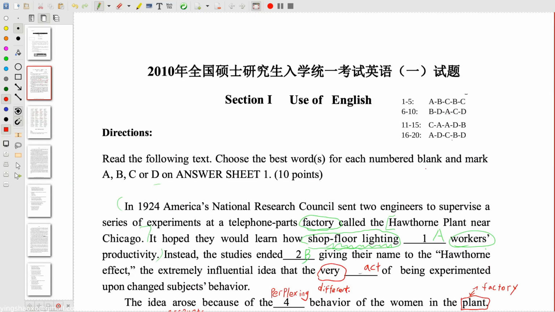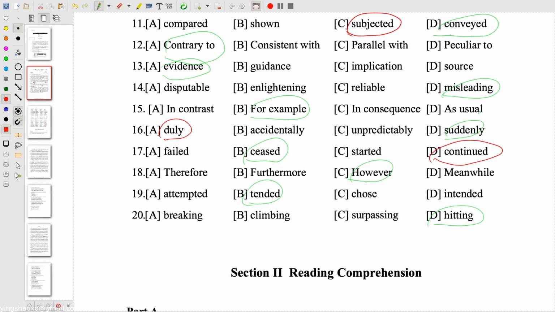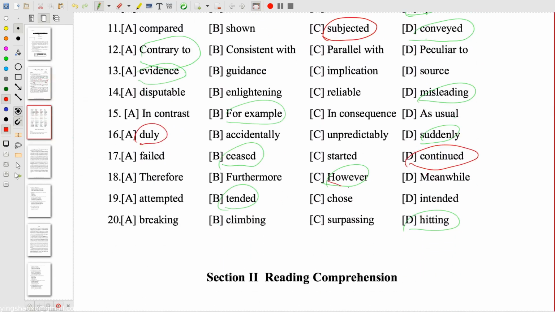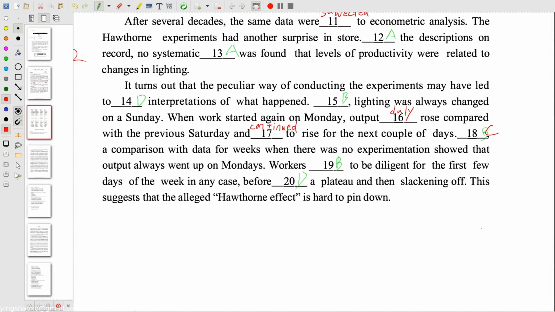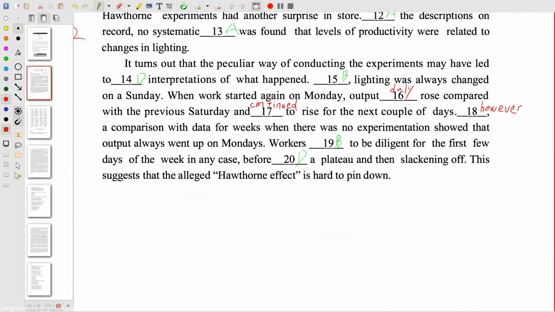Let's have a look at the 18. The 18 should be "say," but we chose something else here. Oh, this is a mistake. I chose "however" here, but maybe it was just wrong typing. However, a comparison with data for weeks when there was no experimentation showed that output always went up on Mondays. The 19 should be B, so we are correct.